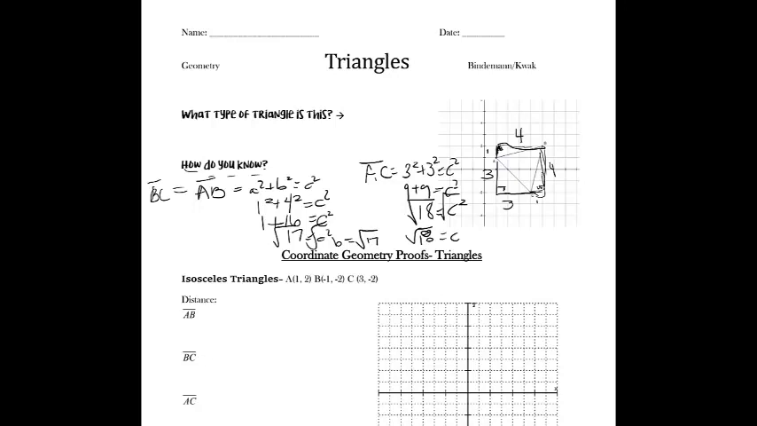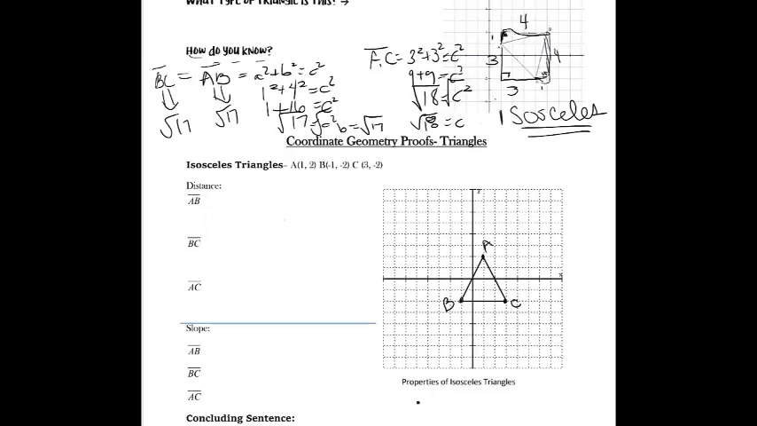So what type of triangle has 2 sides the same? These two both work out to radical 17, but this side works out to radical 18. So 2 sides the same is an isosceles triangle, and that's what we're going to focus on for the rest of this unit.